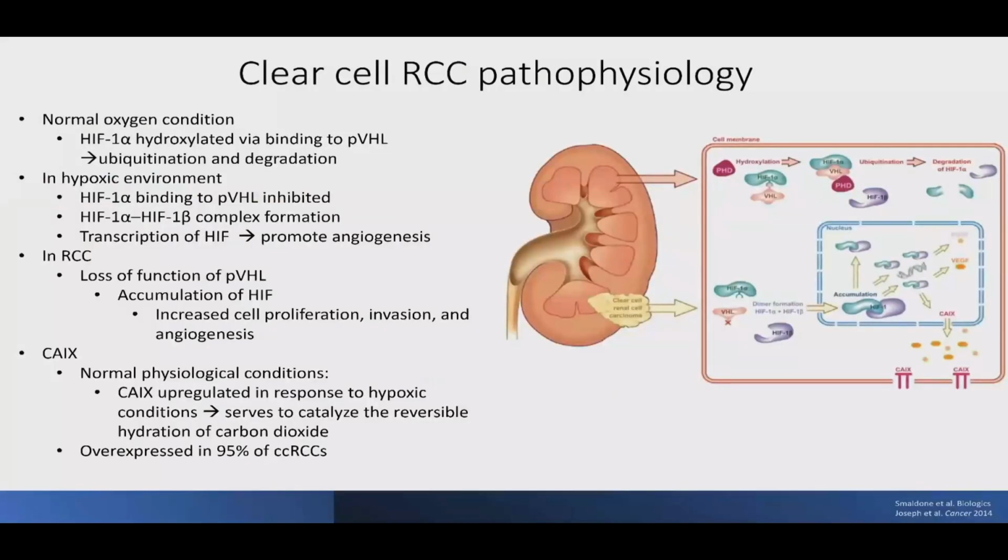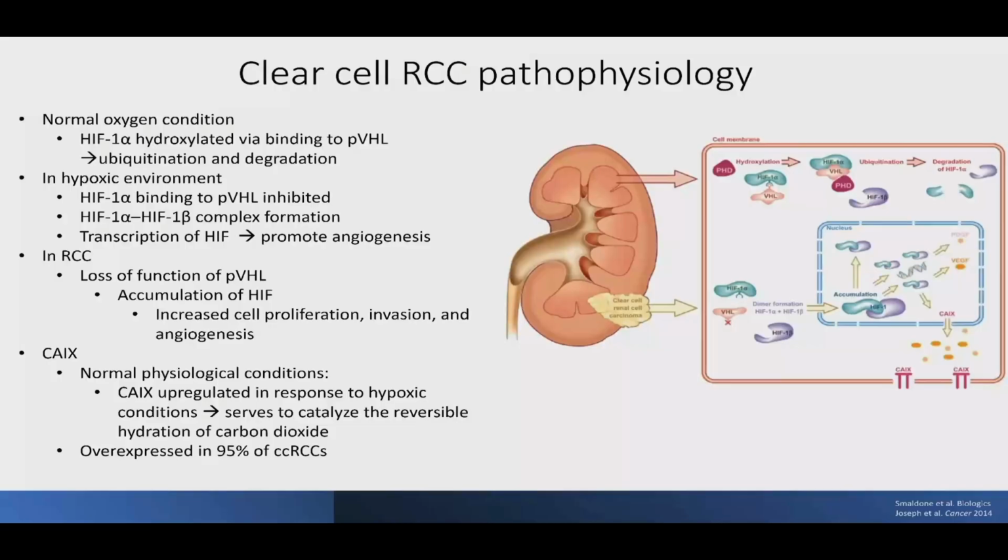So before we continue on, I do want to talk a little bit about the pathophys behind clear cell RCC. So under normal oxygen conditions, HIF-alpha binds to the VHL protein, and as a result, we have ubiquitination and controlled degradation. But under hypoxic environment, the binding of HIF-alpha and VHL is reduced or limited, and as a result, you get these HIF alpha and beta complexes that form, which then promote the transcription of HIF, which then promotes angiogenesis.